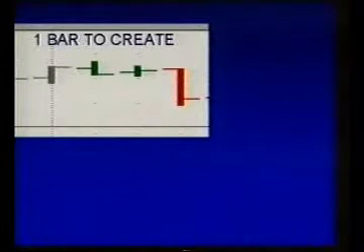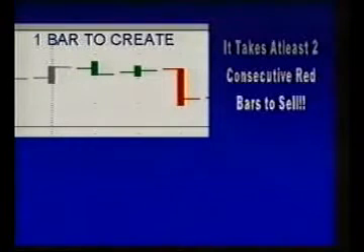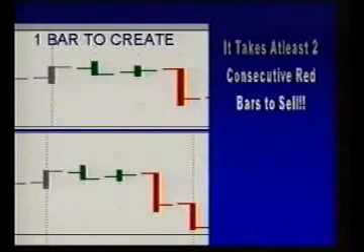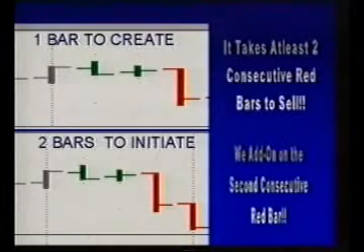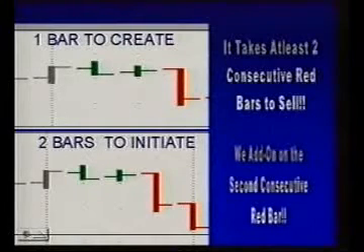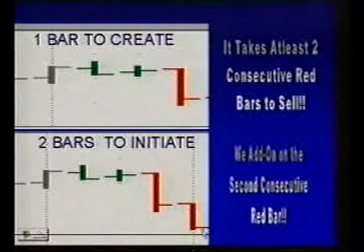So we have 1 red bar. We now have a sell stop price, or a stop close only price, excuse me. But it takes 2 bars to know if that sell stop or that stop close only sell will be hit. So it takes 1 bar to create, 2 bars to initiate. And yes, on the second bar, you would have had a stop close only sell.